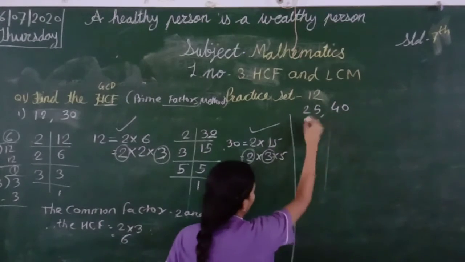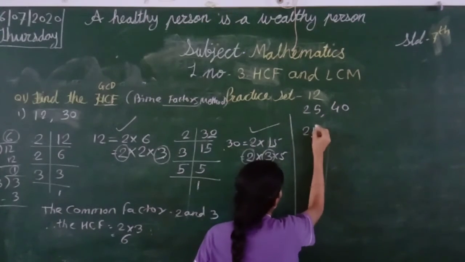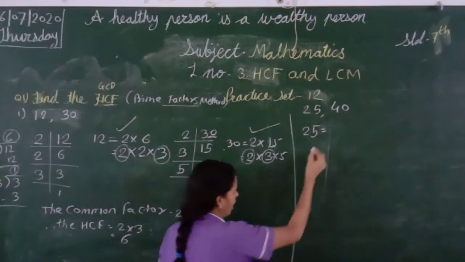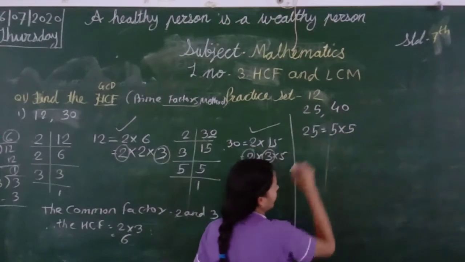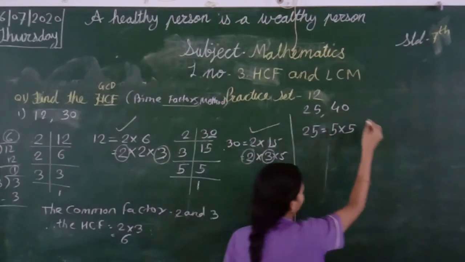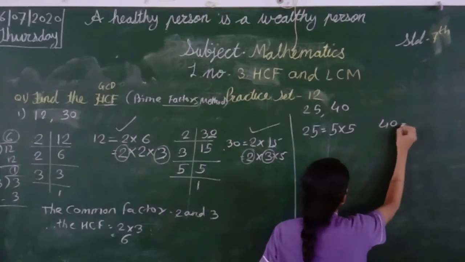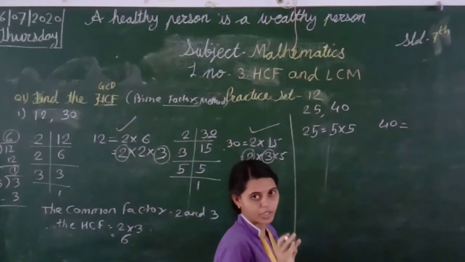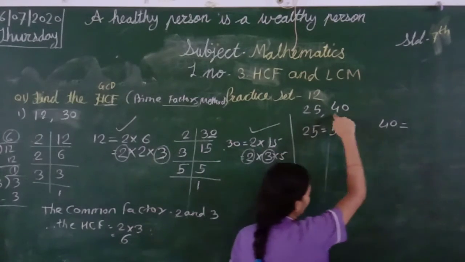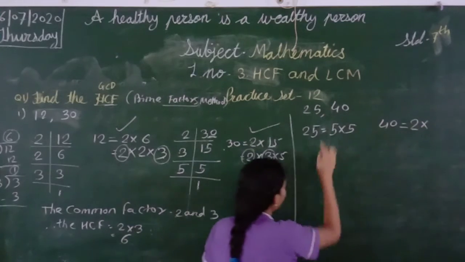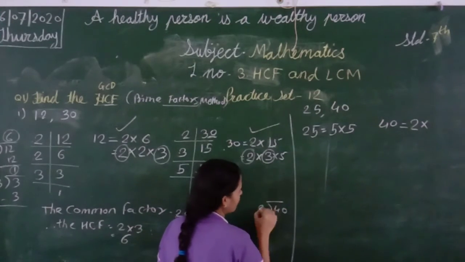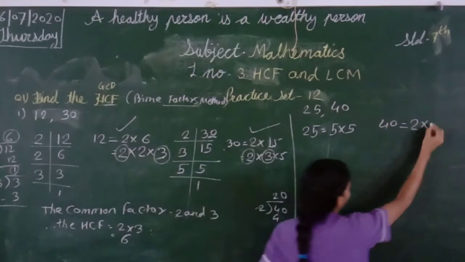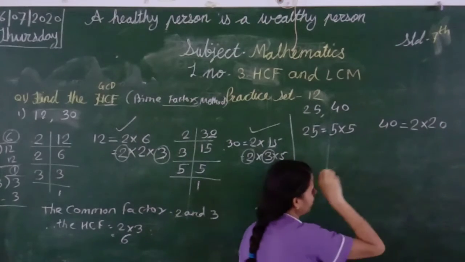I will solve by the horizontal method. 25: students, in which table does it come? Table 5, so 5 fives are 25. Now 40: go from the small number to the bigger number. 2, yes; 3, not; 4. Divide by 2. 2 twos are 4, and this 0 comes here, so 20. 2 twenties are 40.